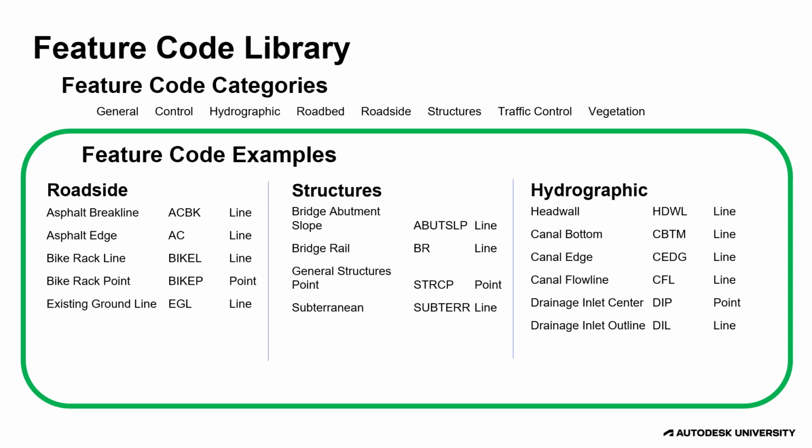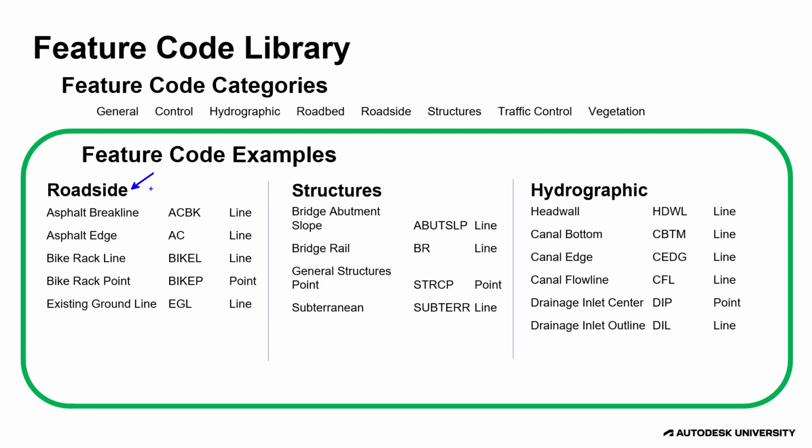So Caltrans uses a feature code library, and it's split up into feature code categories, being the upper level. And it's broken up into what I think are logical groups or categories, such as roadbed, roadside structures, and vegetation, and the other categories. And then below that, for each one of them, we have feature codes.